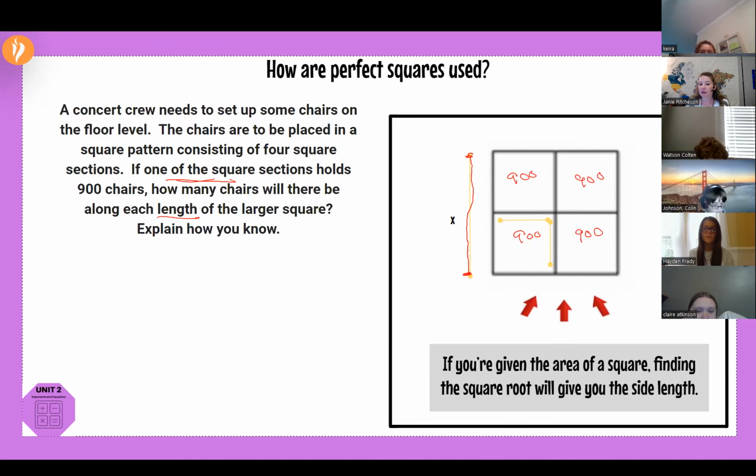A lot of you were saying 30. I agree with you. If we're only talking about one section, I agree with you. This would be a 30 by 30. 30 chairs by 30 chairs, right? But this would also be 30 by 30.